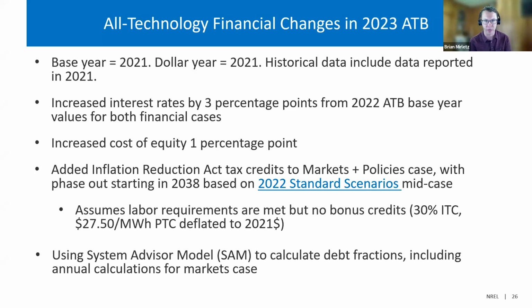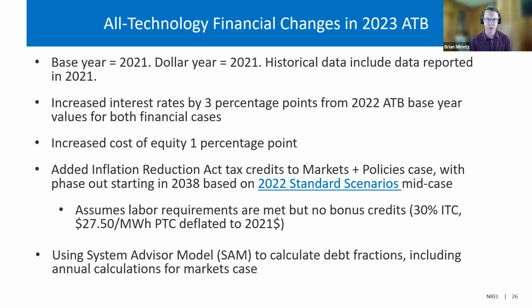We saw a significant increase in interest rates in 2022. So we increased interest rates 3 percentage points across the board from the 2022 ATB base year values for both financial cases. For example, solar PV is now looking at interest rates of 7%, and construction financing interest rates of 6.5%. So we kept the same differential between term interest and construction interest from the previous ATB, just increased everything. For cost of equity, we increased that 1%. We expect that to increase a little with the current rates, but it is not a one-to-one correlation with the interest rates, based on the reports that we were seeing.